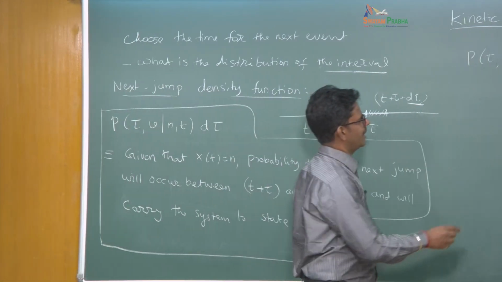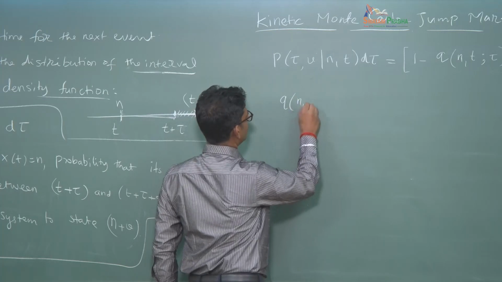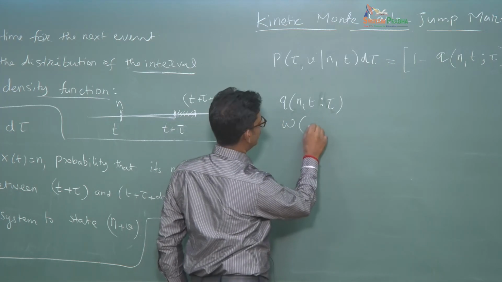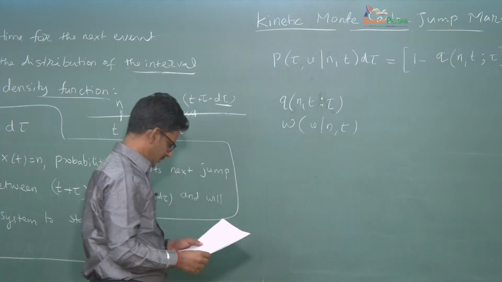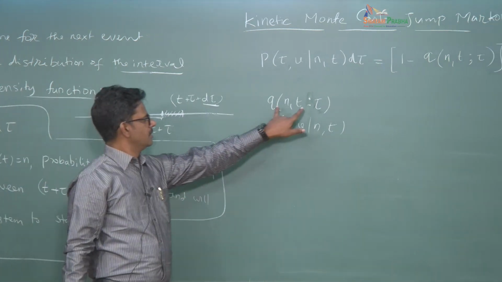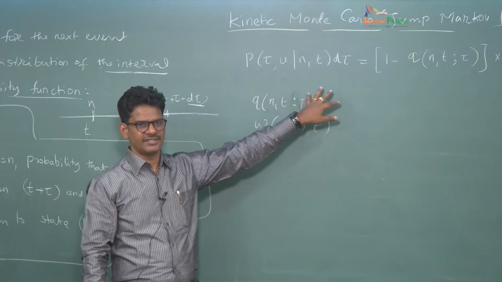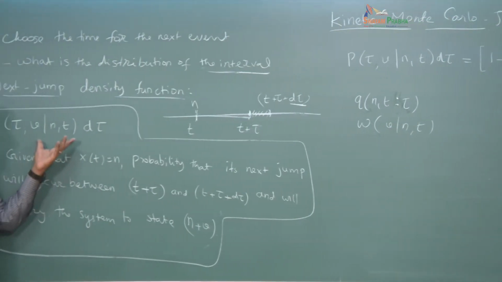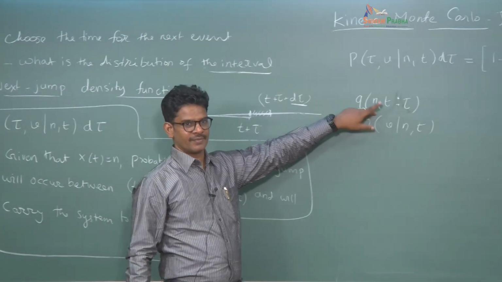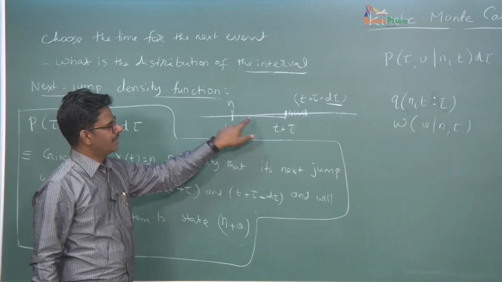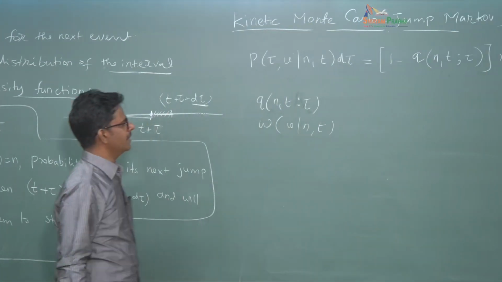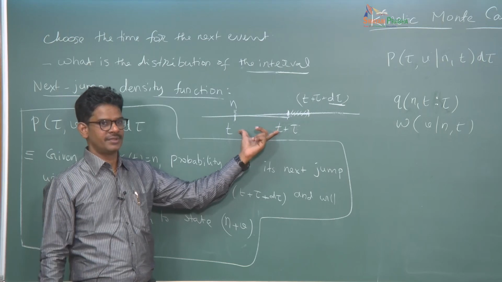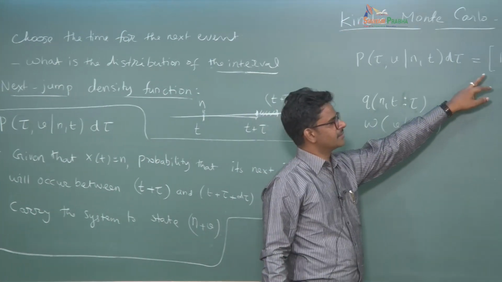Now, if you recollect, I have already defined two quantities, q of n comma t tau, and this w of omega. These two we have already defined. This one is about jumping regardless of where it jumps. This one is about where it lands after jumping. These are the two things. So now what we are trying to do is write this probability function in terms of these two functions. If you look at this diagram, you can understand what this equation means. First of all, this probability is given by the system having to be idle. It should not jump in the time interval t to t plus tau. That is this 1 minus q.